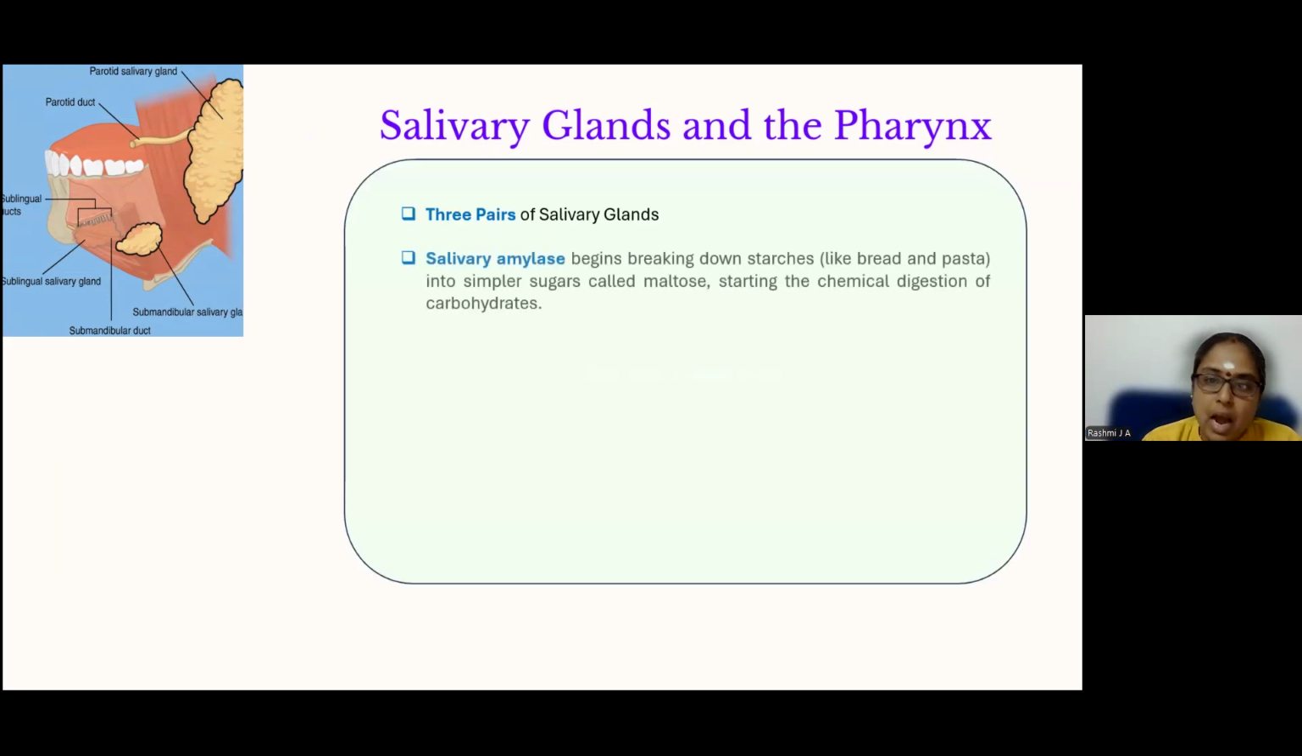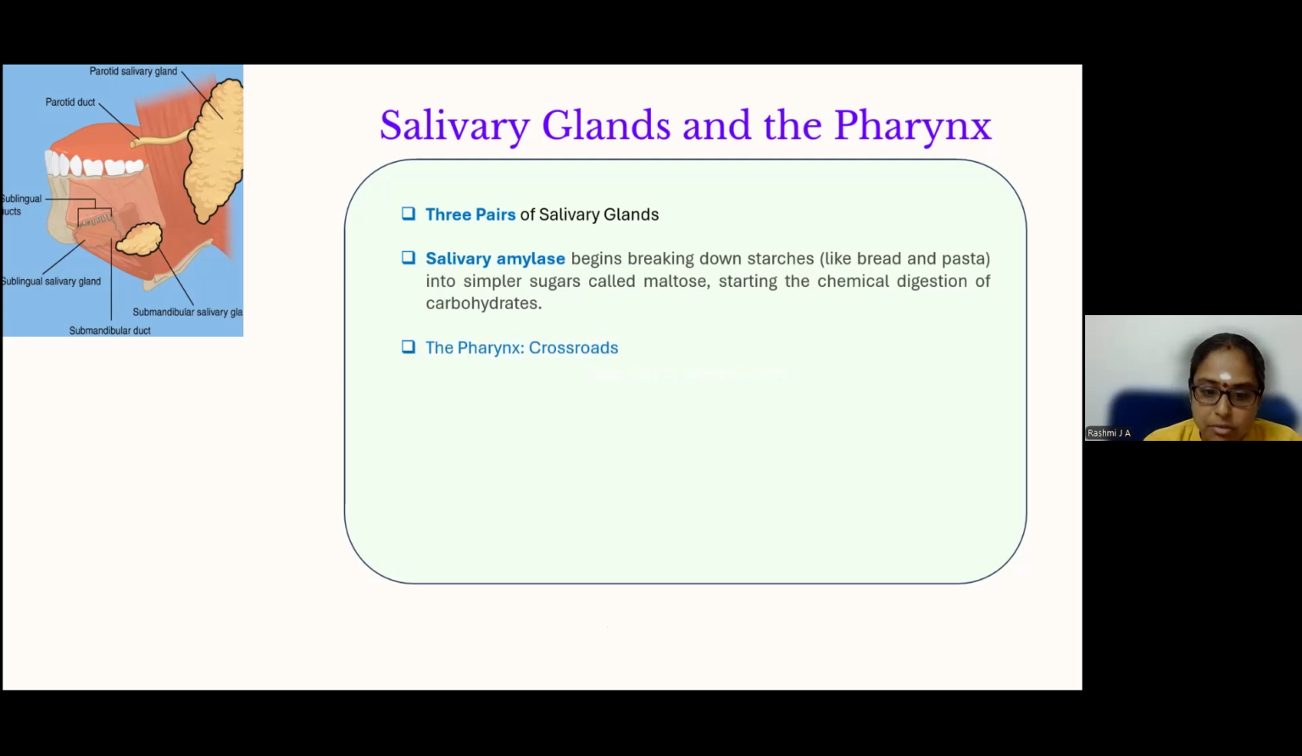Then salivary amylase is what we have to know. The saliva will have amylase. It will break down the starch. That is why, when the broken-down carbohydrate goes into the stomach, easy digestion happens. The main important digestion in the stomach is of protein. So carbohydrate is getting digested in the mouth itself, the starches into simpler sugars like maltose, starting the chemical digestion.